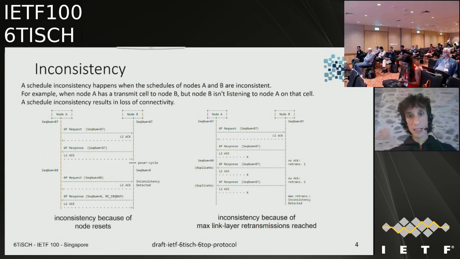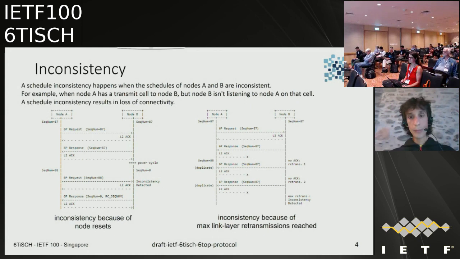There are many combinations of possibilities, but they fall into these two examples. The first one is when we have a transaction ongoing and node B, let's say in this figure, for some reason resets or power cycles, and then it restarts. If this happens, the inconsistency will be detected because the sequence number of the node that resets turns to zero, and this will be detected in the response message. Another case is when we have a transaction and for some reason the last link layer acknowledgement fails. So we have the responses from one of the sides, and for some reason the acknowledgements are not received, and after as many retransmissions as configured, we cannot acknowledge the message, then that side detects that there's a possible inconsistency.